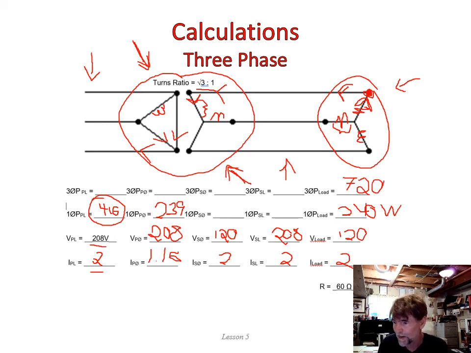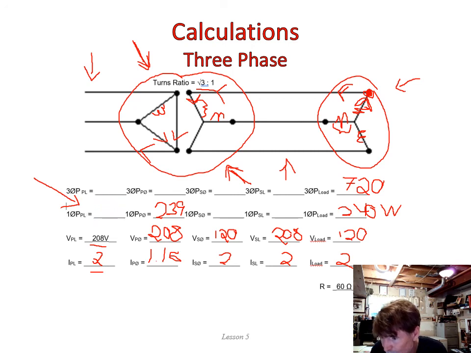Now one last trick and I'm done, is this number right here, 416, which we calculated using our line values. We can actually still use it. The answer is root 3. The beauty of three-phase is that the answer is always root 3. This 416 doesn't belong in there.